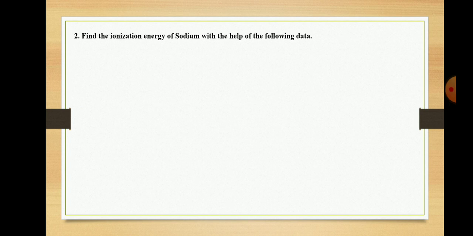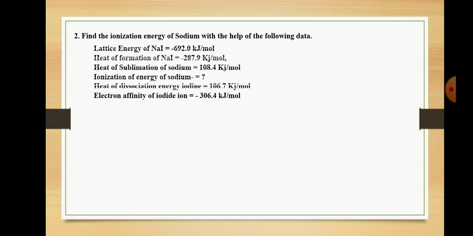Now students, again we learn some numericals in this video. Number 2 numericals. Find the ionization energy of sodium with the help of the following data. The data is given, students.